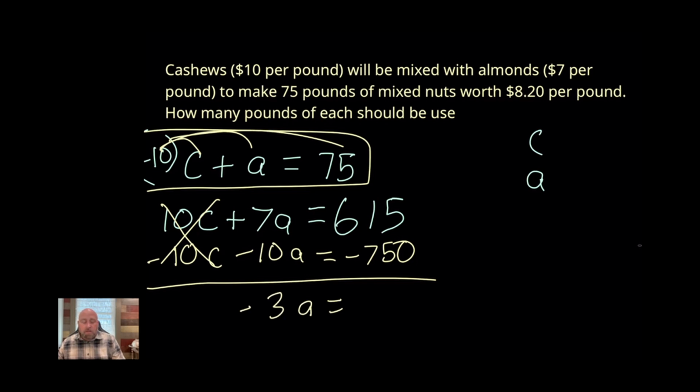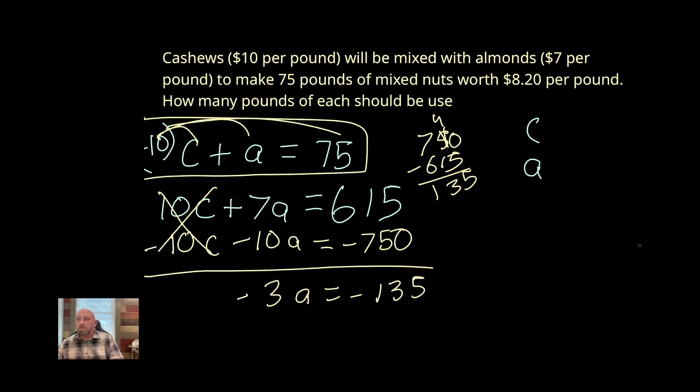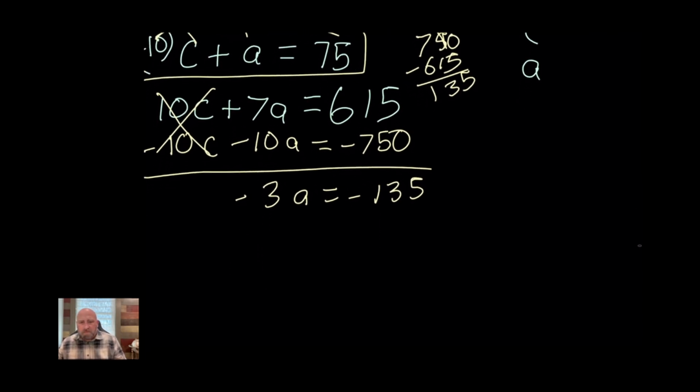-3a equals, and then when we do this, we'll do 750 minus 615, and we end up with 135. And that is a negative because that one's bigger, so -135. Okay? All right. I think the book does it the other way. The book actually does it by 7, which is fine. We're going to get the same answer, trust me. Just going to look a little different as we're doing it.